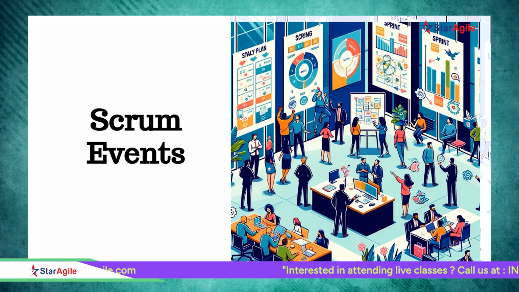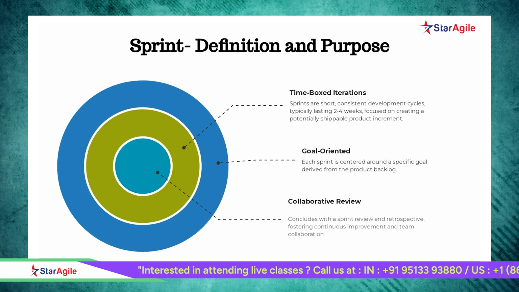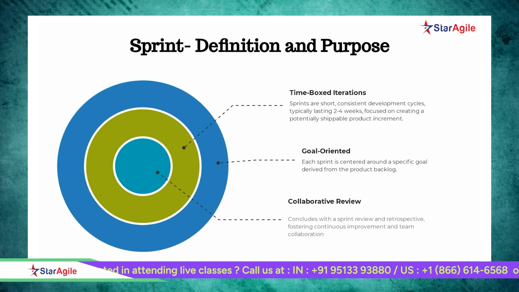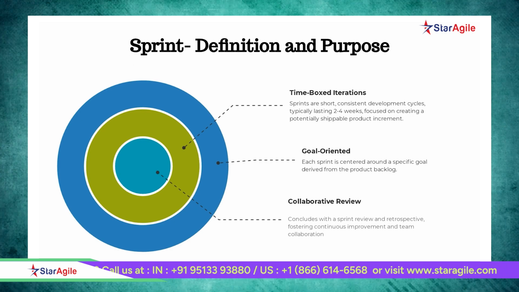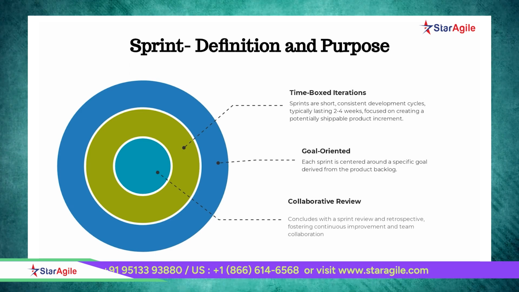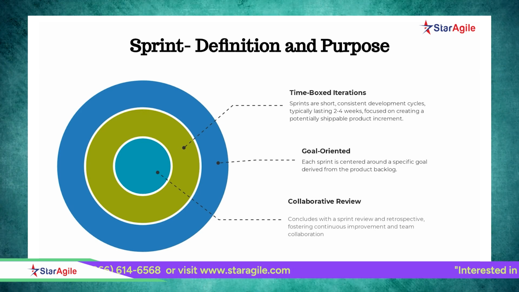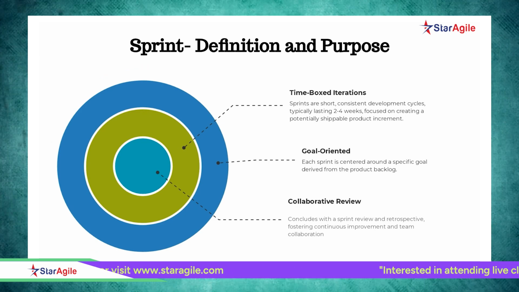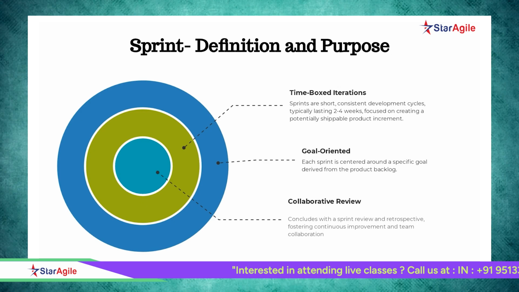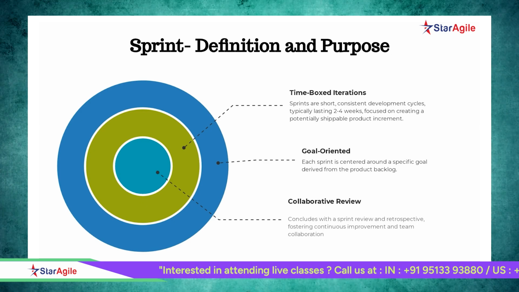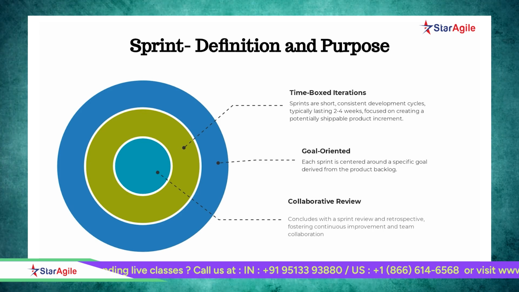Sprint. The sprint is the core of the Scrum framework, defined as a time-boxed period, usually 2 to 4 weeks, within which a potentially shippable product increment is completed. Sprints provide a structured approach to project management, enabling teams to break down complex projects into manageable chunks. The consistent duration of a sprint helps maintain project momentum and facilitates regular feedback and iteration, making it easier to adapt to changes and ensure continuous improvement in product development.